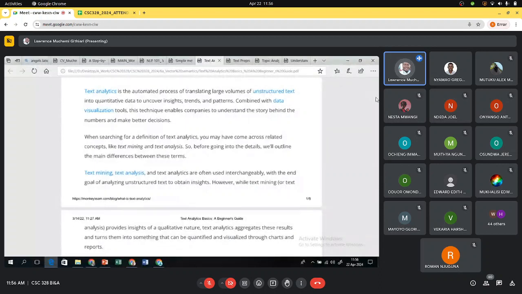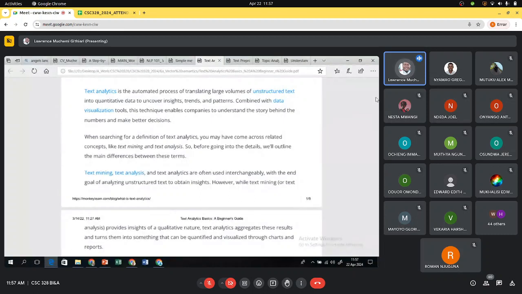Now, notice that we are starting with the large volumes of unstructured text. And then we want to convert it into quantitative data. Now, that's another important second point. We want to convert it into quantitative data. And I had told you at the beginning, we shall require vectors here. We shall require vectors to be able to quantify our things, quantitative data.